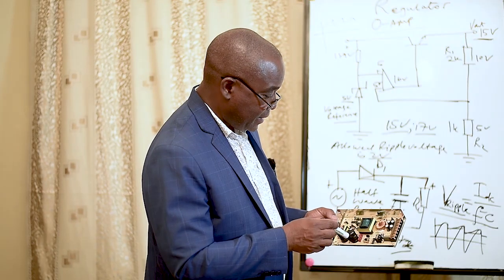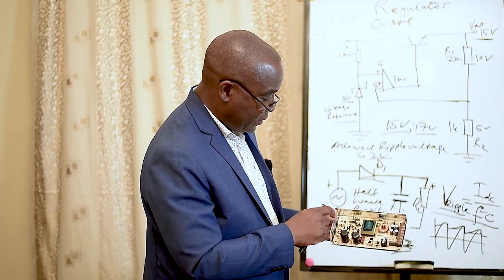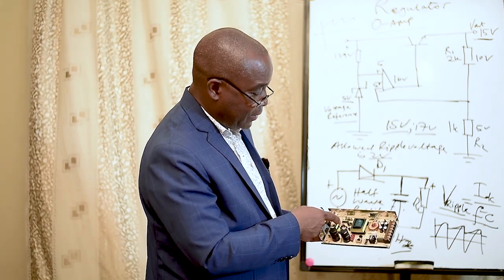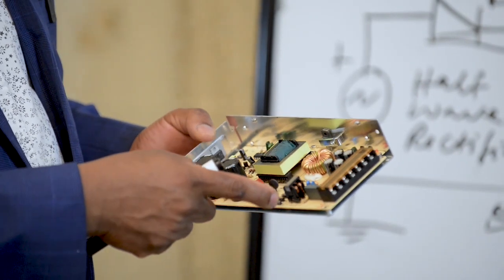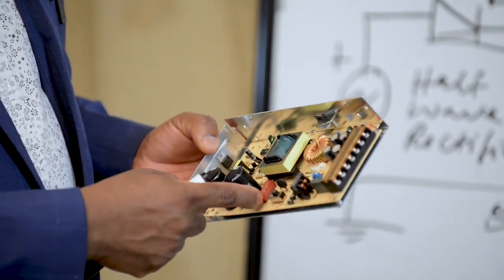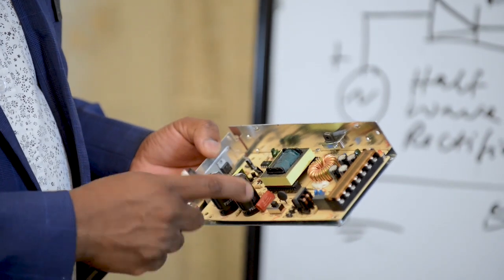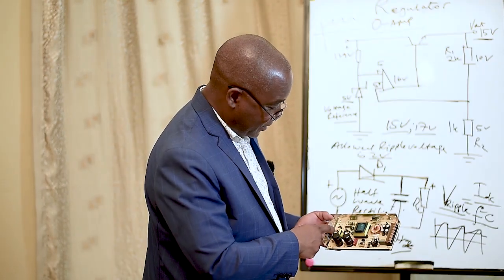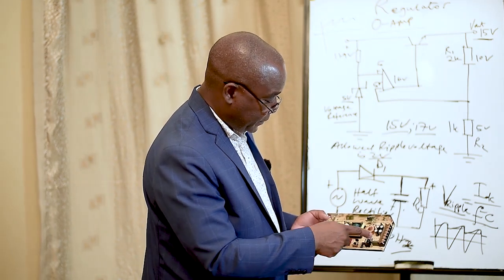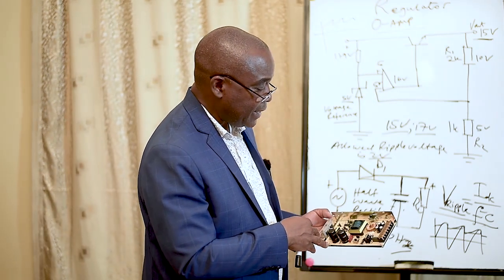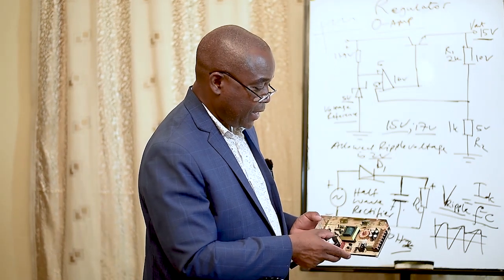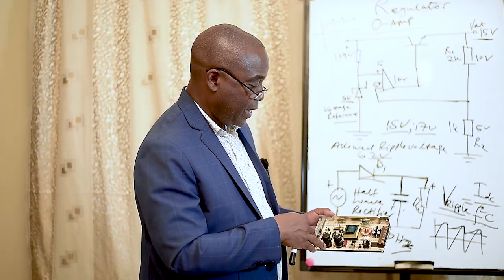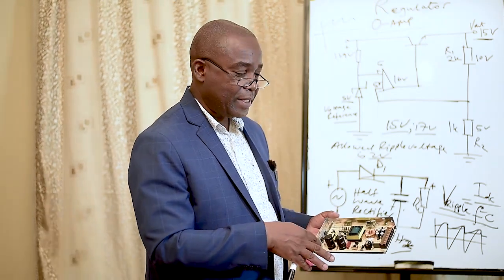We have resistors. We have transistors. We have an integrated circuit here. This is a regulator. We have potentiometers. These are potentiometers. And also we have these small capacitors. This is a bigger one, but these are small capacitors. Also here we have diodes according to the circuits. Today I just wanted to show you the components of a power supply.